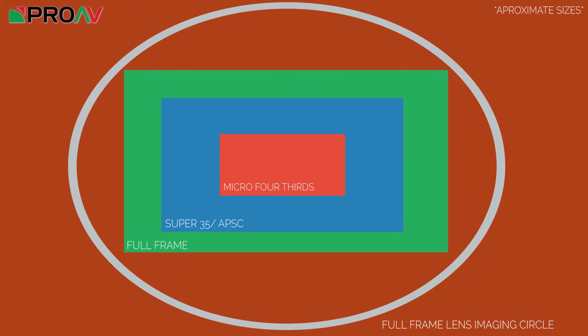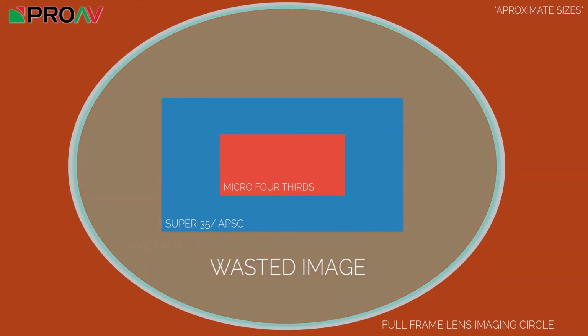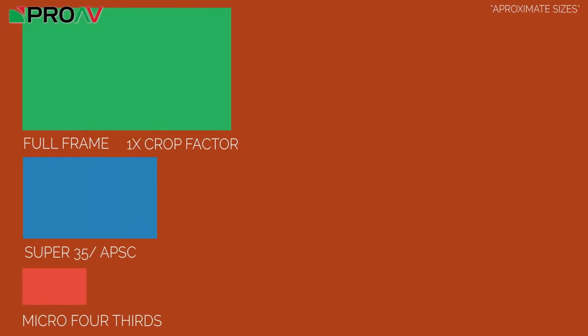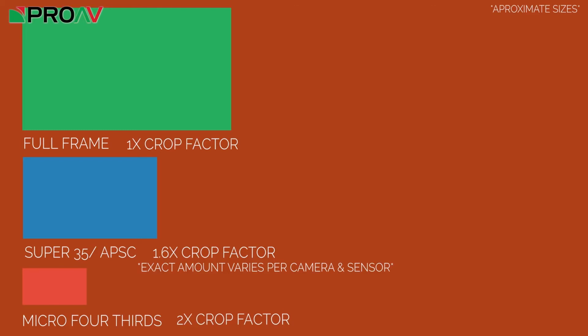If you put a Micro Four Thirds lens on a Super 35mm camera, you'll have a huge black vignette. But with a full frame lens, you'll get exactly the same results as you would have with a lens which is designed for Super 35mm, because all the rest of the image is just being thrown away. Full frame is used as the standard size, then APS-C or Super 35mm is roughly a 1.6 times crop. Then Micro Four Thirds is about a 2 times crop.